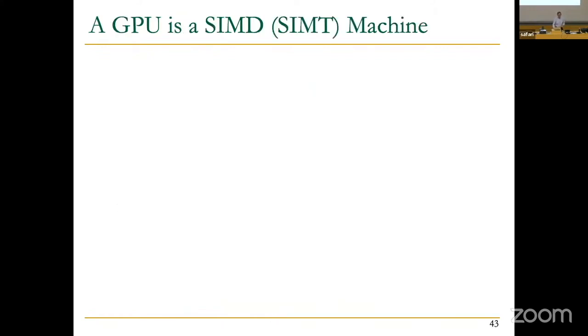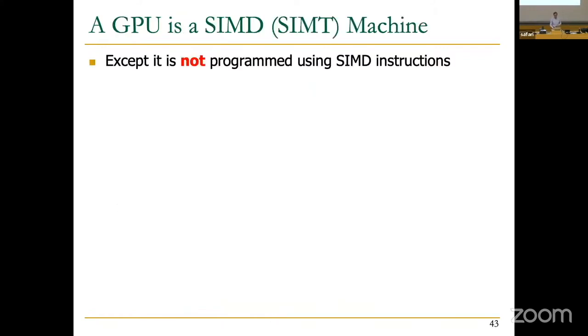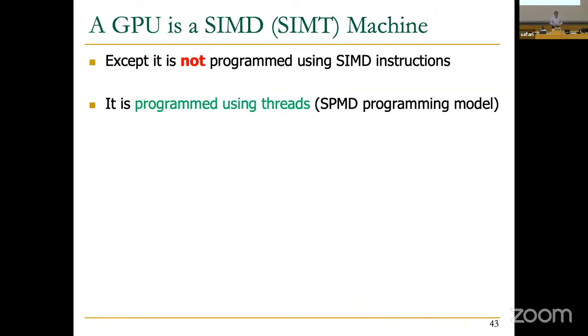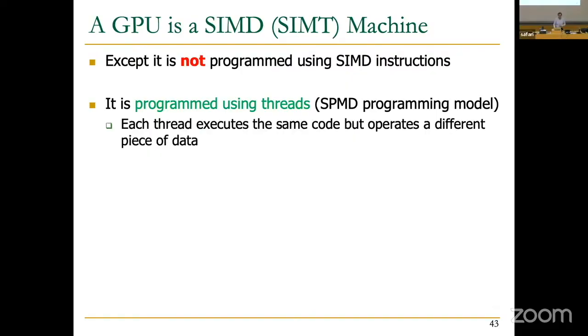So basically, a GPU is a SIMD or SIMT machine, except it's not programmed using SIMD instructions like we did yesterday. It's programmed using threads that everyone is familiar with. SIMD is a bit harder, if you will. But the threads need to obey this SPMD programming model. Each thread executes the same code, but operates on a different piece of data. Now, this looks very nice for graphics. Remember the image? We're doing the same set of operations on many, many elements of data. That's why this fits nicely.